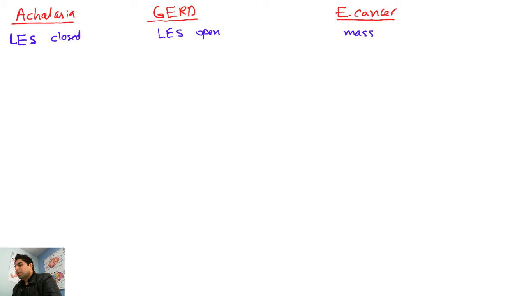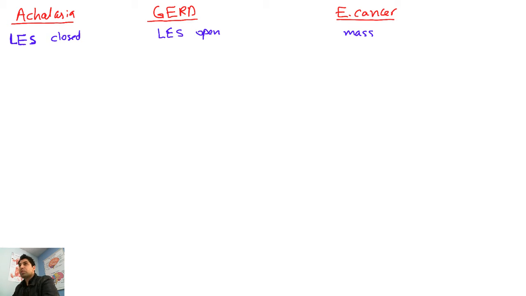Now look, if achalasia is a disease of the lower esophageal sphincter, the LES, can you remember that? GERD is also a disease of the lower esophageal sphincter, perfect. And in esophageal cancer, it's just a mass within the esophagus. If that's where you start, that's where you start. Now, let's think about this.